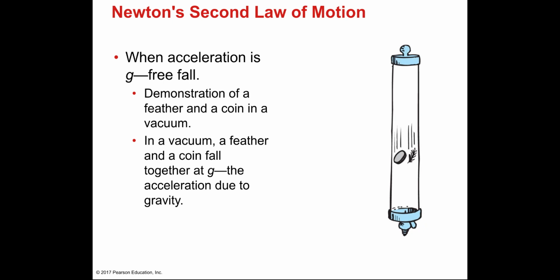Demonstration of a feather and a coin in a vacuum. In a vacuum, a feather and a coin fall together at g, the acceleration due to gravity. So these two objects were dropped in a vacuum. Again, a vacuum is an environment in which there's no air. Dropping these two in a vacuum, both the coin and the feather accelerate at the same value. As you can see, they are all at the same level. So irrespective of your mass, g for both objects is the same.